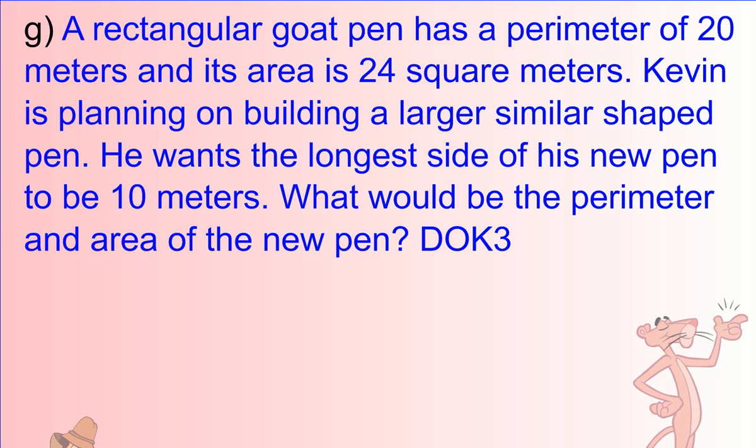Last problem. Letter G. A rectangular goat pen has a perimeter of 20 meters, and its area is 24 square meters. Kevin is planning on building a larger, similar-shaped pen. He wants the longest side of his new pen to be 10 meters. What would be the perimeter and area of the new pen?